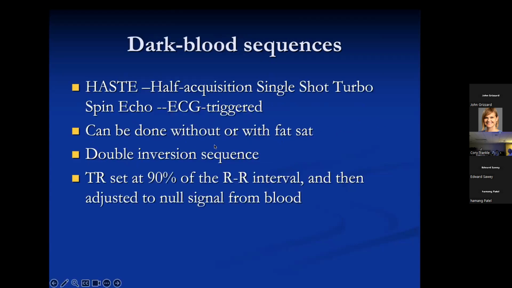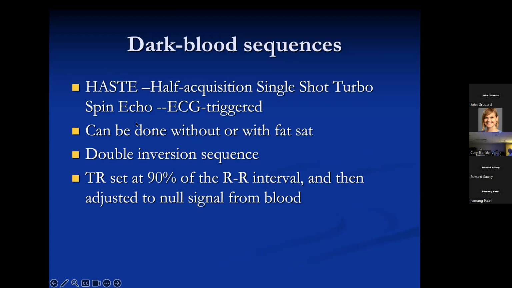The dark blood sequence, in the Siemens world, is termed a HASTE image, half acquisition single shot turbo spin echo, and it's ECG triggered. Just to be clear, for GE, it's called double inversion recovery, and the Phillips acronym I'm not sure about, to be honest with you.